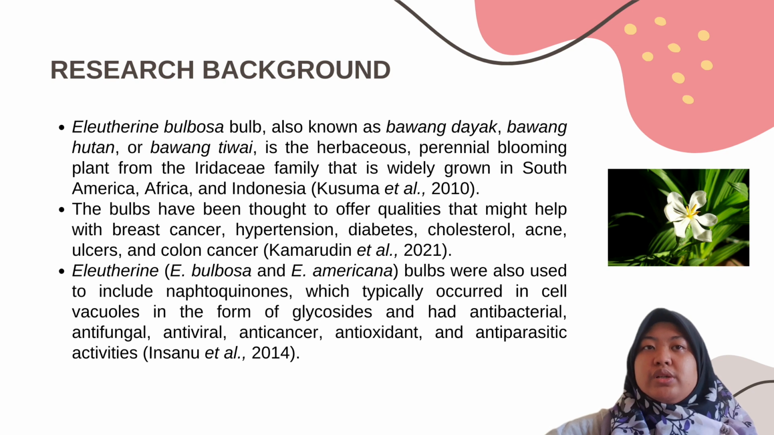The Bawang Dayak bulb was thought to offer qualities that might help with breast cancer, hypertension, diabetes, cholesterol, and so on. The Eleutherine bulbosa contains bioactive chemicals such as naphthalene, naphthoquinone, and anthraquinone, which have been shown to have antimicrobial, anti-inflammatory, antibiotic, and viral replication inhibitor activities.